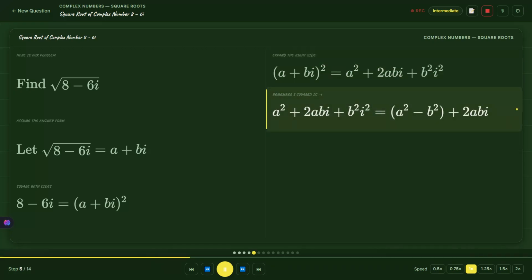Here's the magic trick. i squared is just minus 1. So b squared times i squared becomes minus b squared. Now we group the real part and the imaginary part nicely.